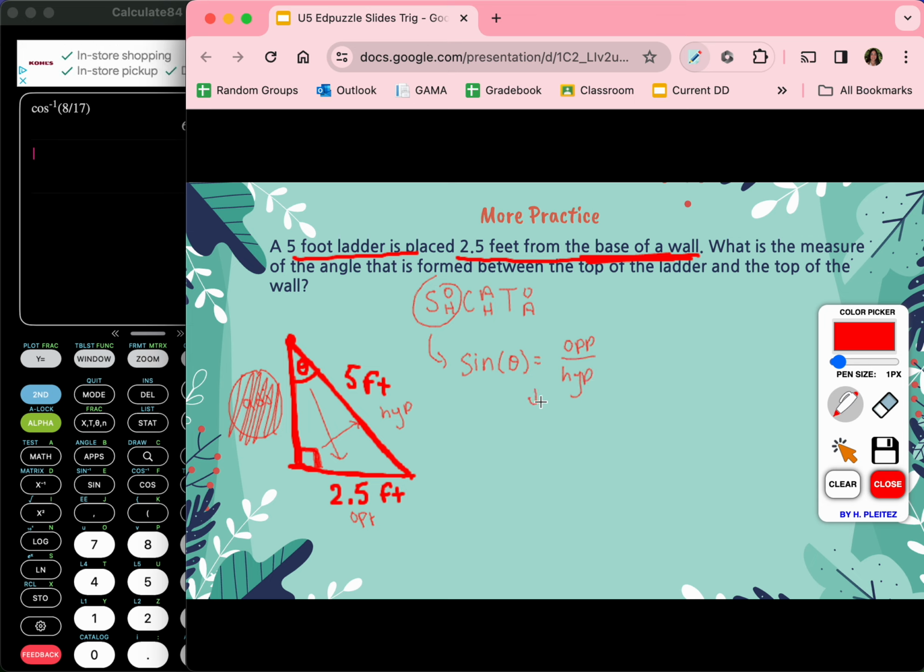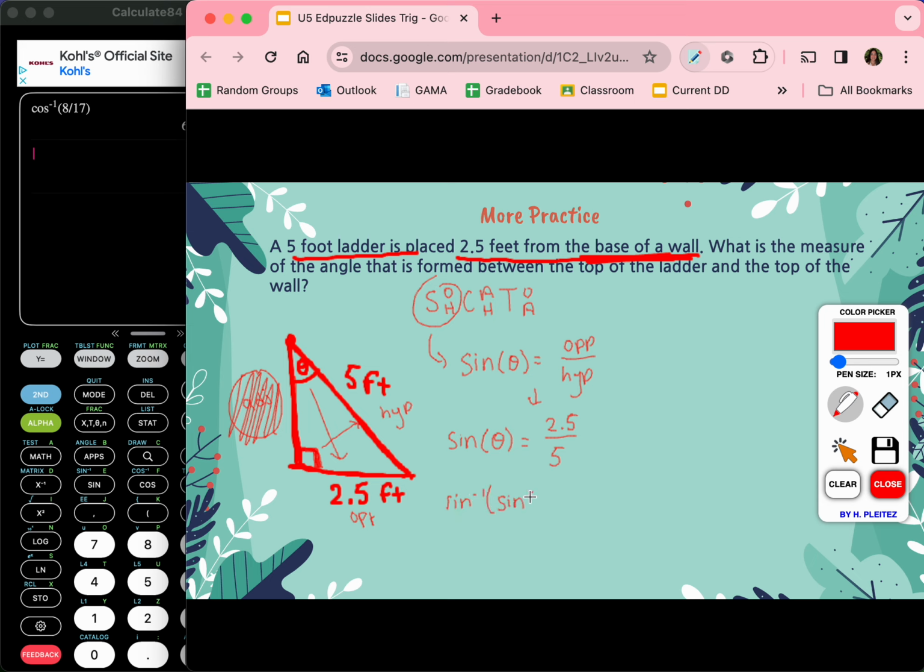Now I'm going to go ahead and substitute. So sine theta isn't changing. I'm looking for that angle, right? Sine of theta equals my opposite side, which is 2.5, over my hypotenuse side, which is 5. Okay? Now remember, the only way to get theta separate from that sine is to take the inverse of both sides. So now, in the last example, we used inverse cosine. In this example, we're going to take the inverse sine of both sides.